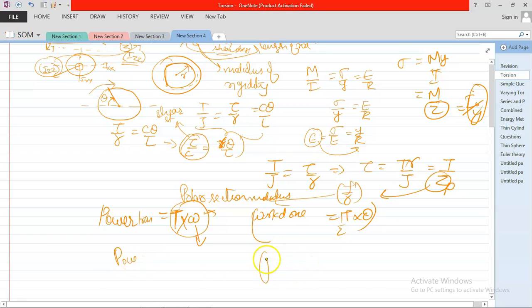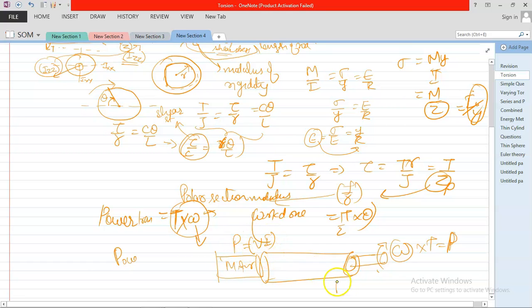Suppose your shaft is there, you connected one motor here. This is your motor, and you are driving something. Suppose you are driving some mechanism in your workshop. So the angular velocity that is given to the body, if you multiply it with the torque, that is the power transmitted. Generally the motor is giving a power, so you know P, that is V into I.